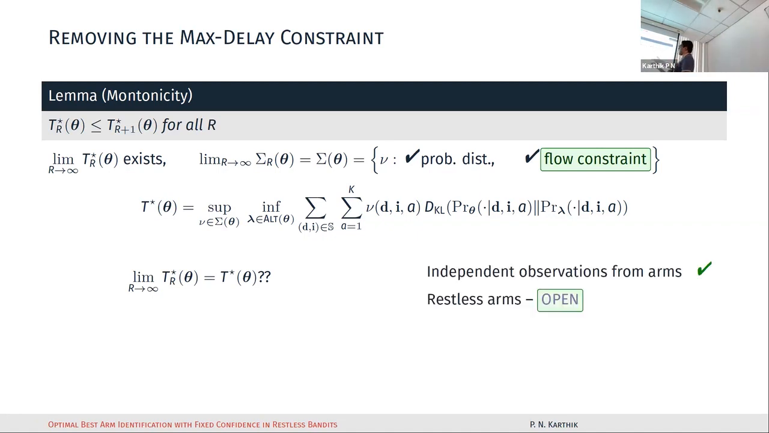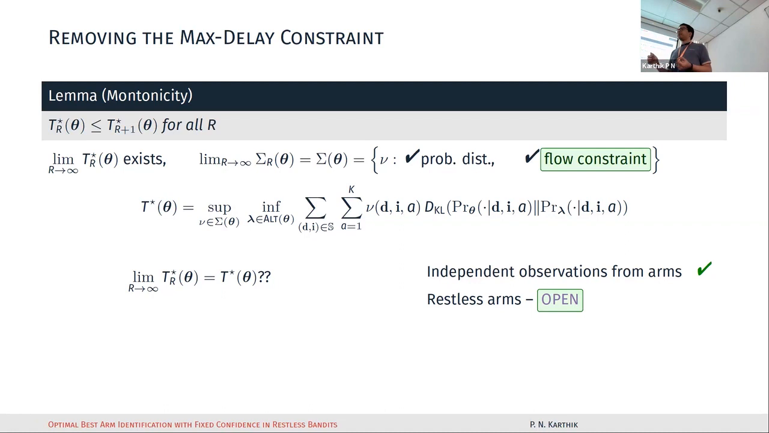Of course, for the IID case, this is true. Every IID process is trivially a Markov chain. So if you let the observations of the arms be independent, this is true. It's a very naive case, because when the observations are IID from each arm, TR star is equal to T star for every R. So the limit is obviously equal. In the restless case, we still don't know. We only know that it is less than or equal to. We don't know whether it is strictly less than or whether it is actually equal.